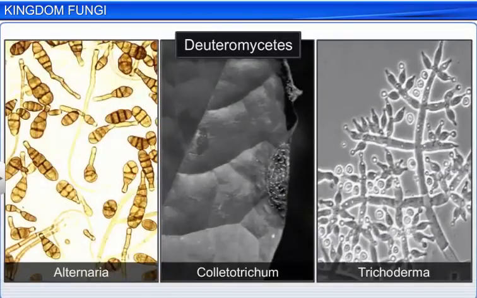Alternaria, Colletotrichum, and Trichoderma are examples of deuteromycetes. Therefore, members of kingdom fungi display a diverse set of characteristics.